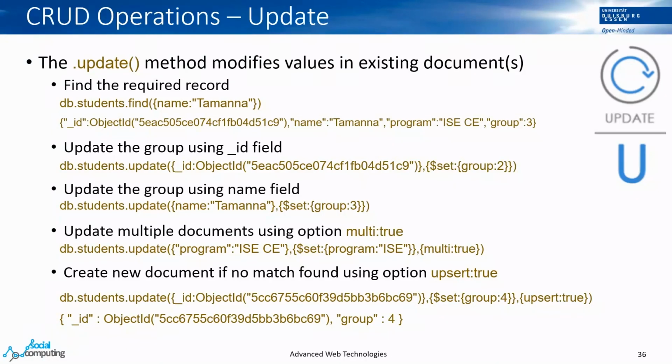But in this case, let's say the document with this ID does not exist. Since we said upsert true, it will create a new document with this ID and then set the group for. Only it will set the group, because it does not know any other attribute, so it will not add any other attributes. Like for the other ones we have name and program, it will only add the attributes which are available in the set option. So this way you can insert new documents if they don't exist during the update process.